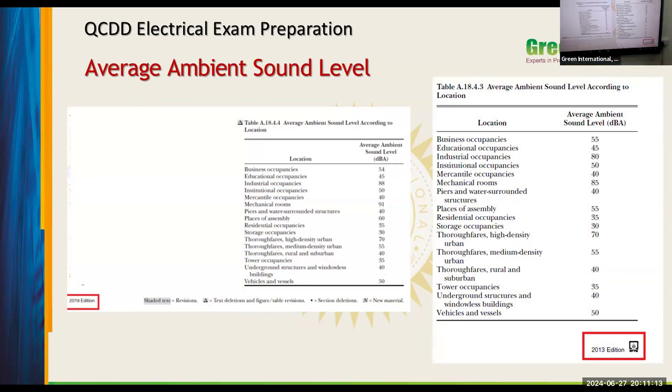Decibel, yes. Average ambient level. So on average, for business occupancy, the ambient sound level is 55 decibels. In 2013, they say 55. But right now we are going by the 2019 edition, the latest edition, and they mention 54. So the right answer is 54, not 55.